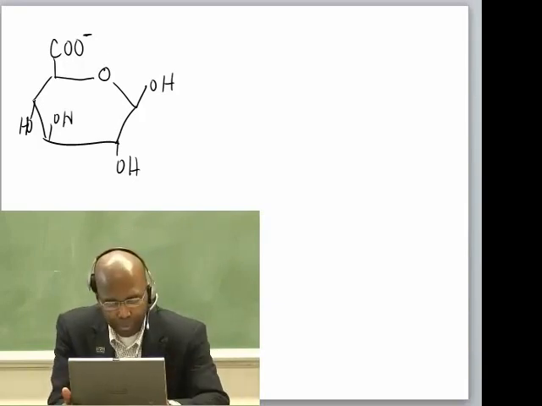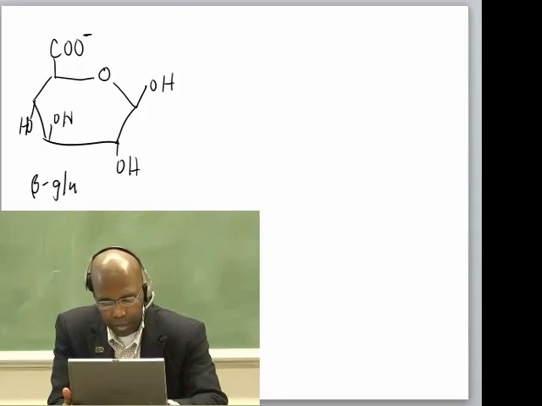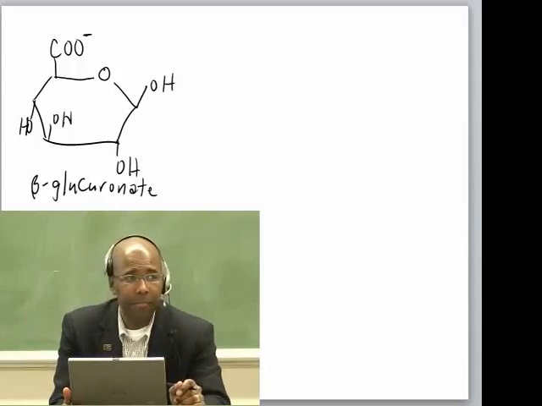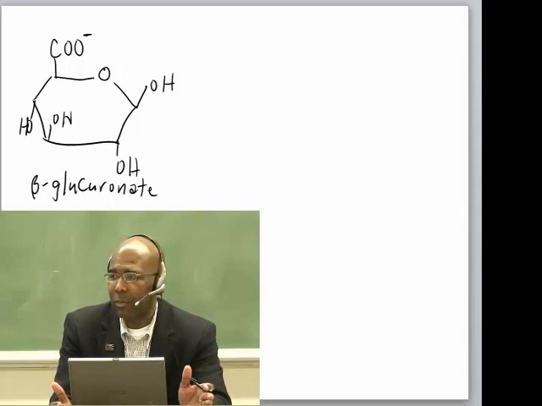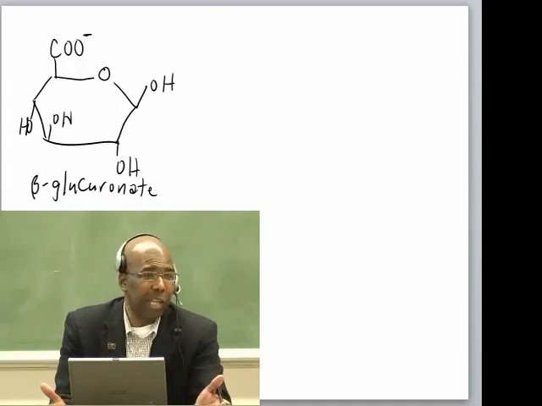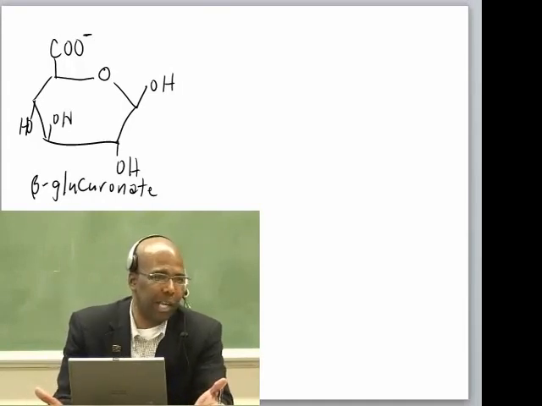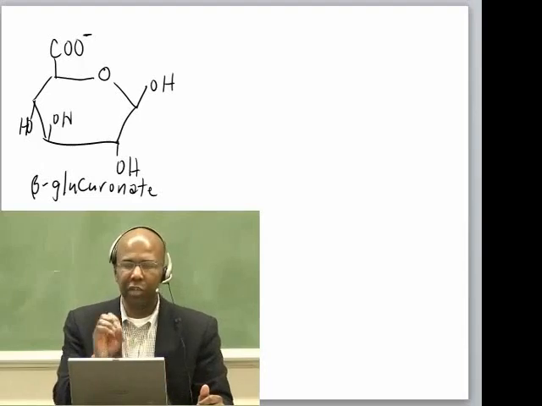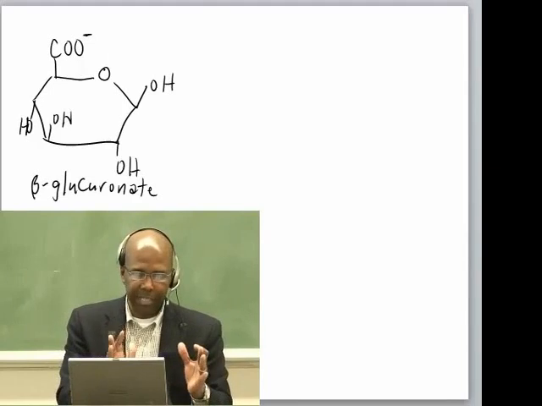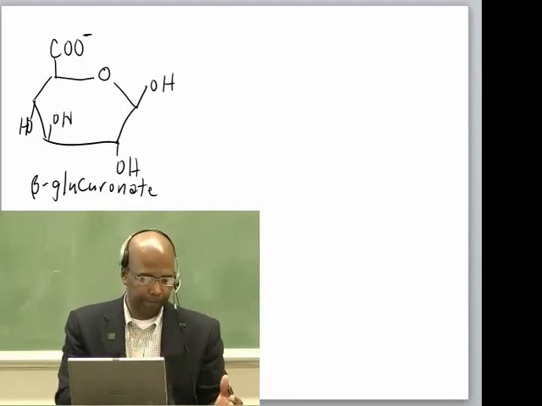Glucuronate. Alpha or beta? So this is beta glucuronate. Why is it not glucuronic acid? Exactly, because we've lost the proton. To be an acid, you have to have a proton, and this has lost its proton. So this is the conjugate base of glucuronic acid. And so that's going to be our glycose unit.